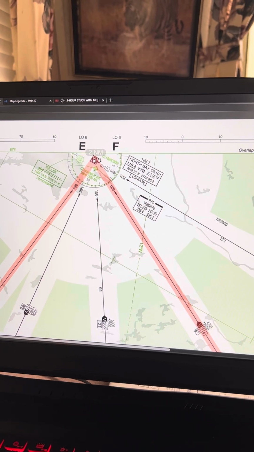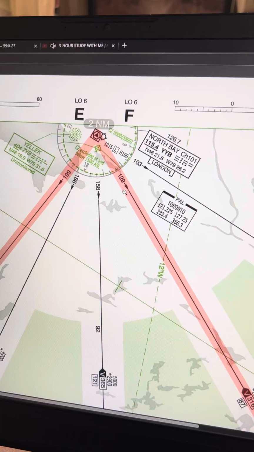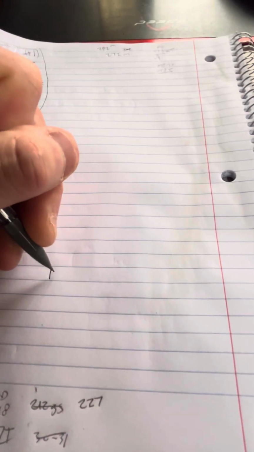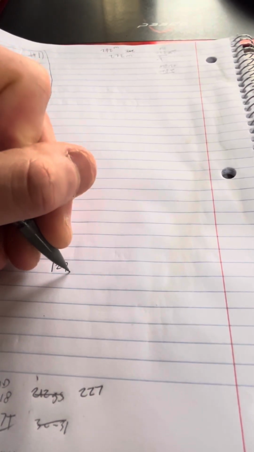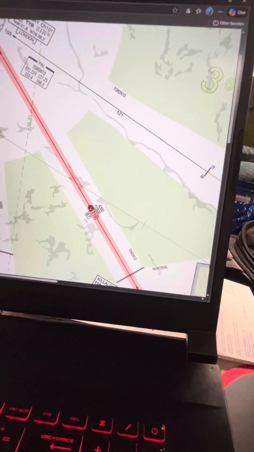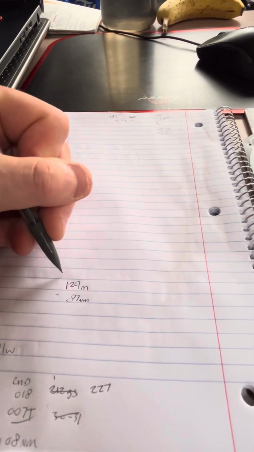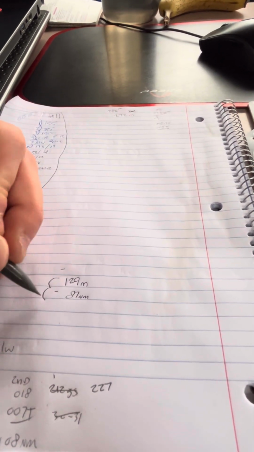First thing we need to do is get our legs. So that's the YYB VOR. You can see we're running on a 129 magnetic outbound. You can see that that leg is 87 nautical miles. So we know the first segment, our magnetic heading, and our distance.